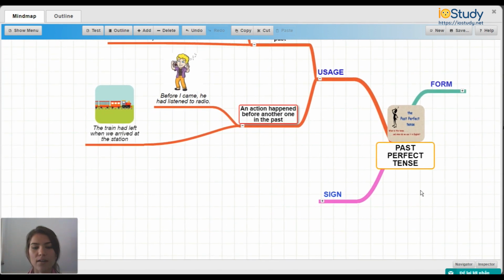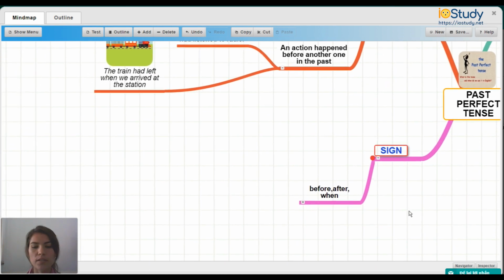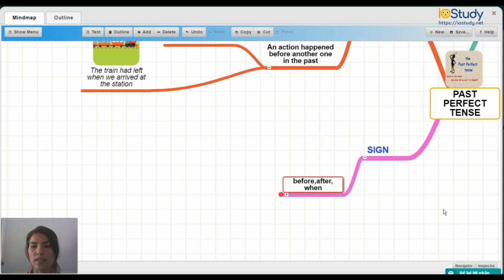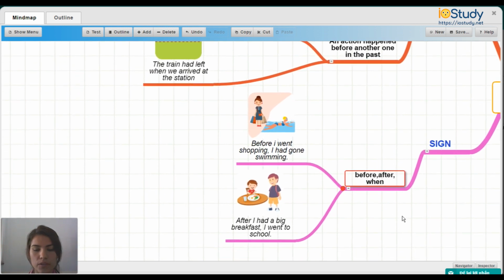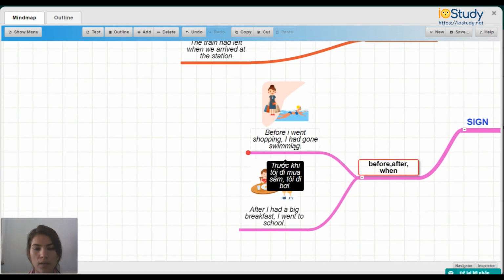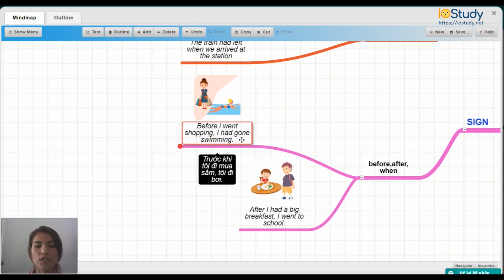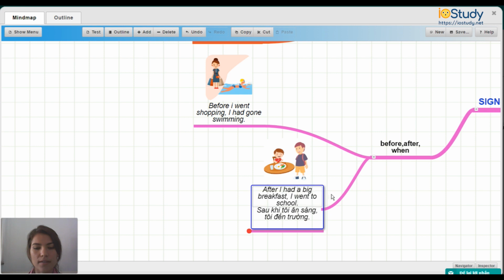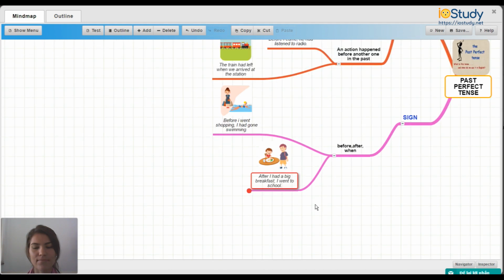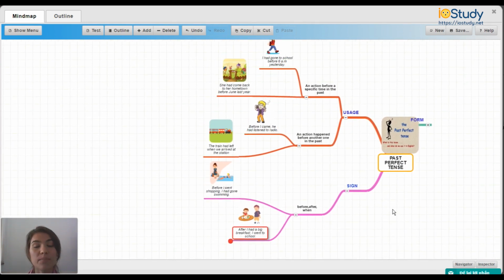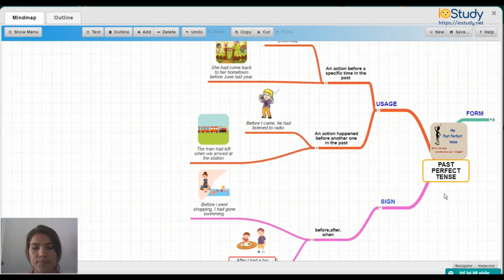Now let's look at some signs of when to use the past perfect tense. Here are some words that you see and you know that we're using the past perfect tense: before, after, and when. So here are some examples using both. Before I went shopping, I had gone swimming. And after I had a big breakfast, I went to school. Okay, so those were some signs on when to use the past perfect tense and how to use it.